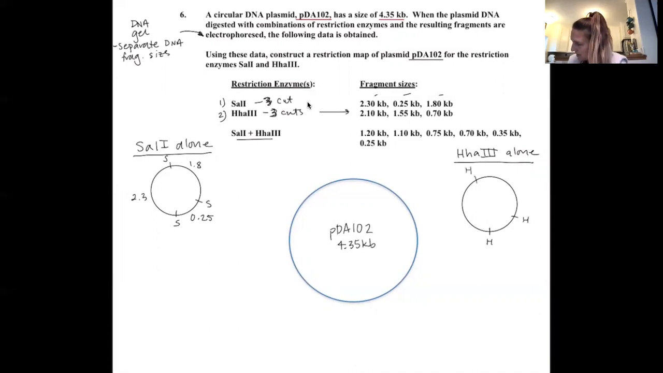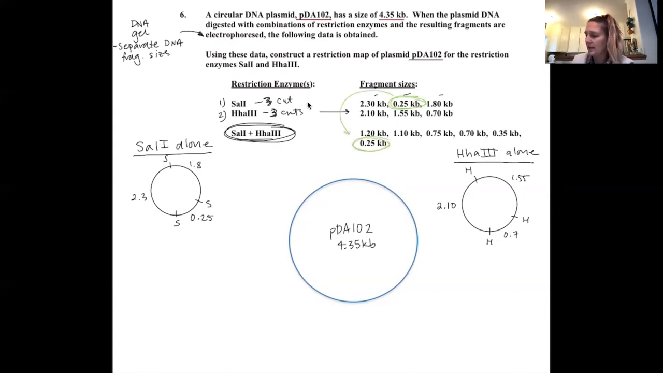But we know that one of them is smaller, it's 0.7. We know that one is going to be at 0.8, and one is at, oops, sorry, not 0.8. One is 0.7, one is 1.55, and one is 2.10. Now our goal is to look at when they're both cut and see if there are any fragments that are similar, right? So first off, you'll notice that this 0.25 fragment is in both, right?